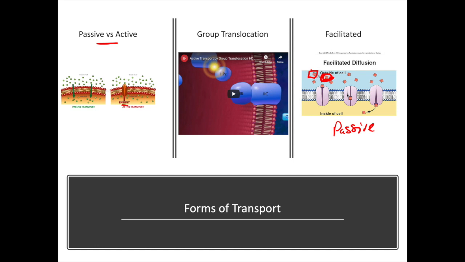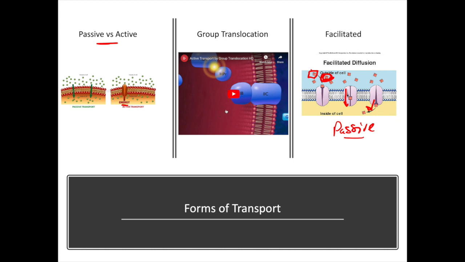So these little molecules here are specific to this protein, and when they attach to it, the protein changes shape. That change in shape causes the protein to kind of move this molecule across the membrane and into the inside of the cell. And this form of facilitated diffusion, again, is passive. It works by changing the shape of the protein, not by inputting any kind of energy.